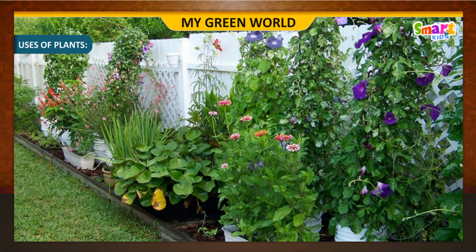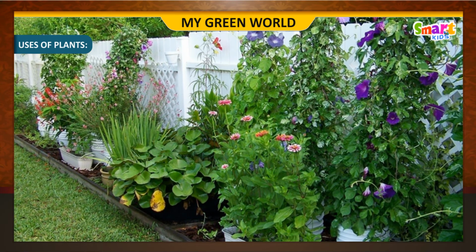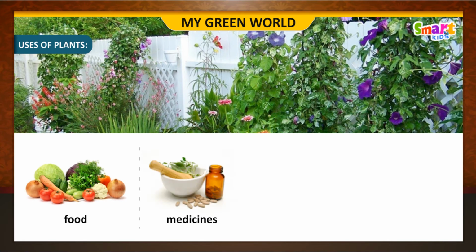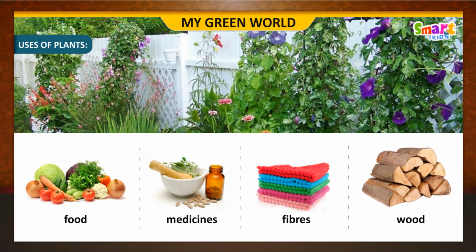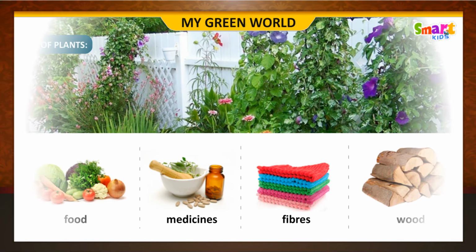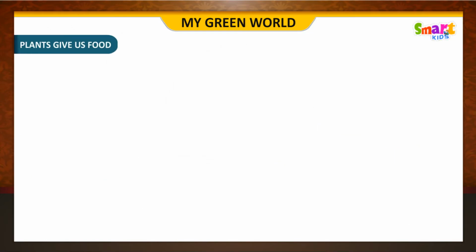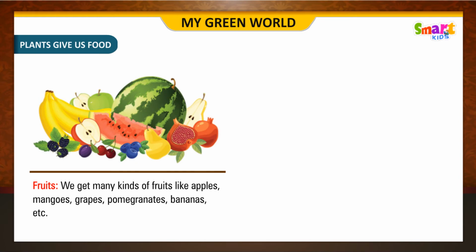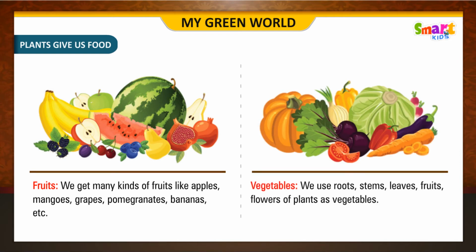Uses of plants. Plants are very useful to us. We get food, medicines, fibers, wood, etc. from plants. Plants give us food. Fruits. We get many kinds of fruits like apples, mangoes, grapes, pomegranates, bananas, etc. Vegetables. We use roots, stems, leaves, fruits, flowers of plants as vegetables.